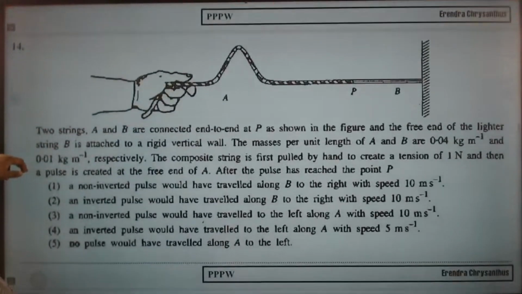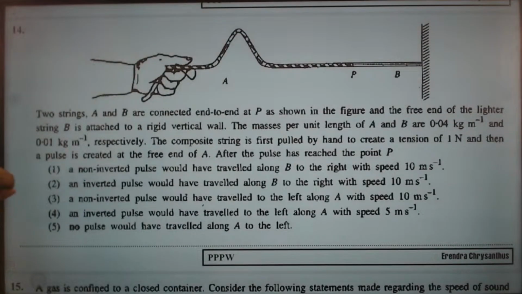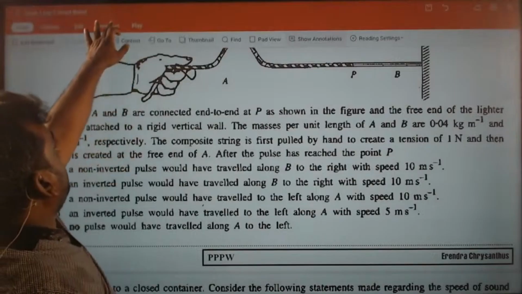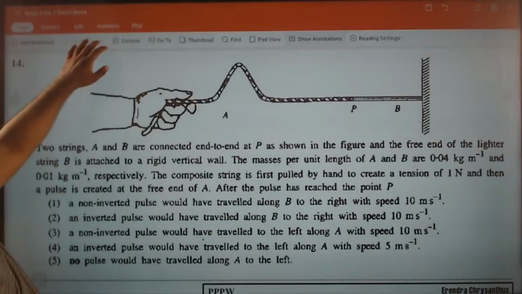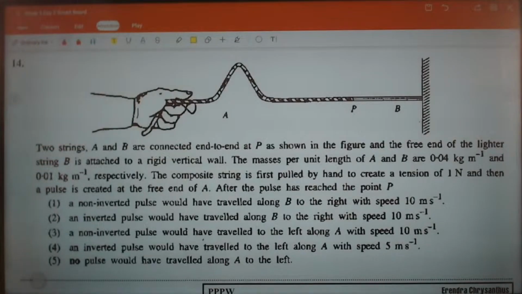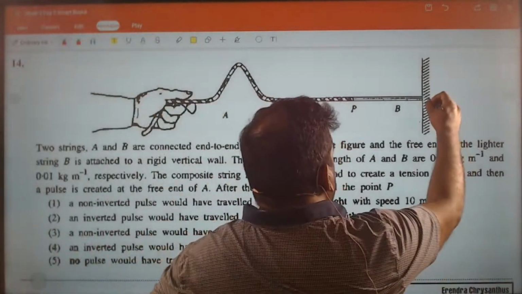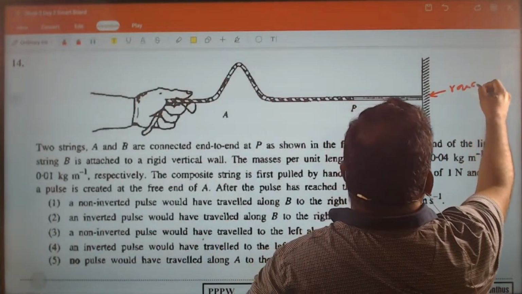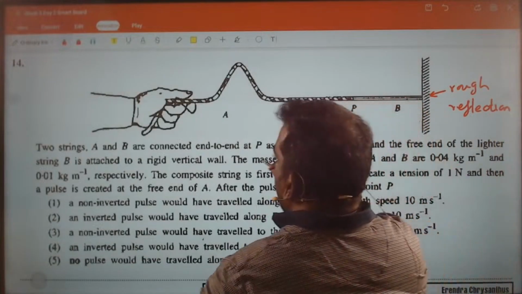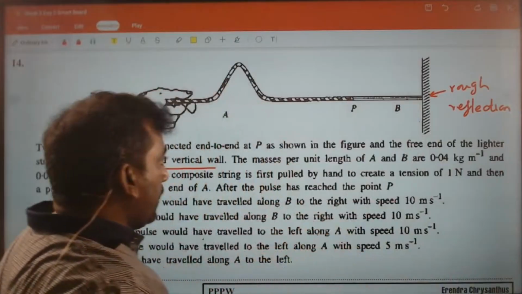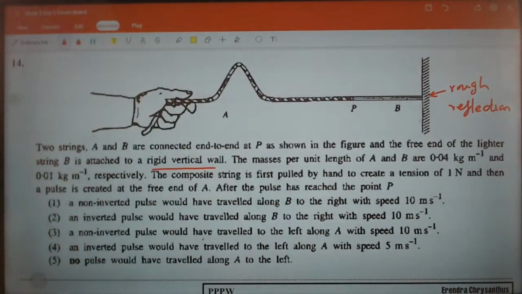Question number 40. Two strings A and B are connected end to end, and the free end of the lighter string B is attached to a rigid wall. A rigid wall means expect a rough reflection to take place. Mass per length of A is 0.04 and that of B is 0.01.